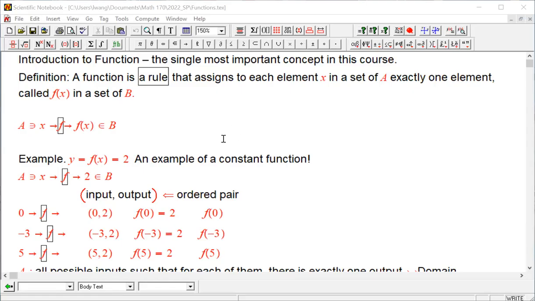Hello. In this lesson, we're going to talk about function. Function is the single most important concept in this course. In the past, I'm sure you have learned function before from your algebra classes. So I'm going to take this whole time to explain it to you before we are introduced to trigonometric functions.